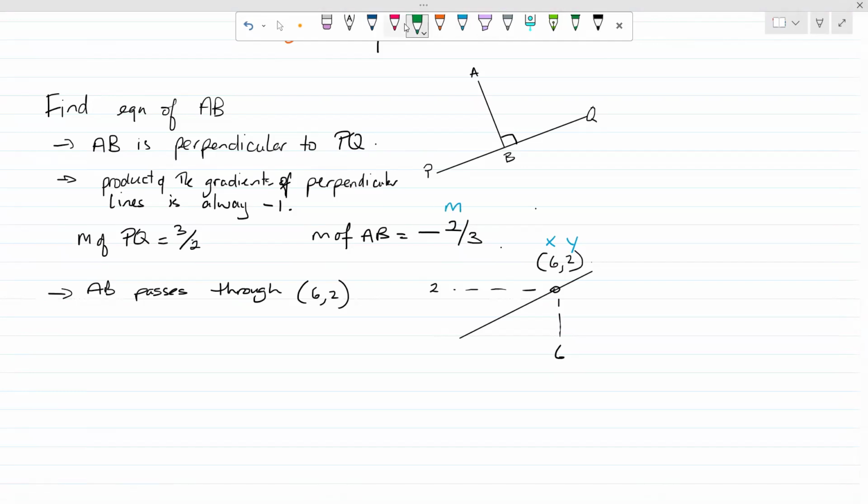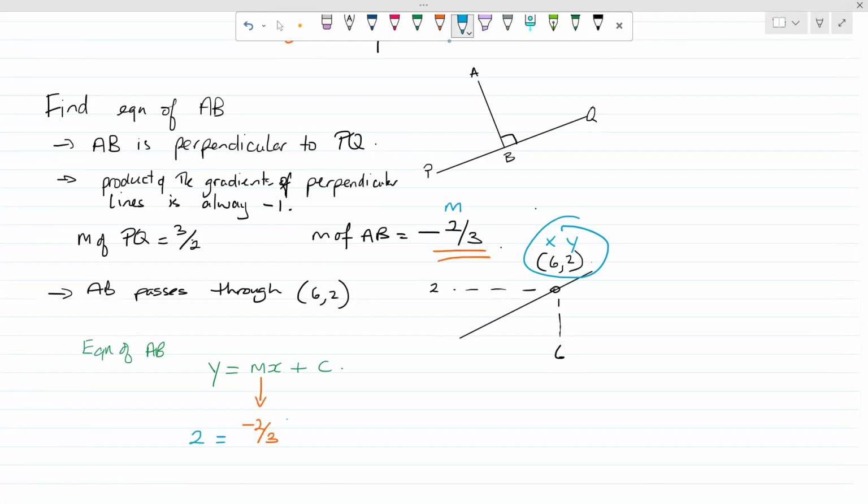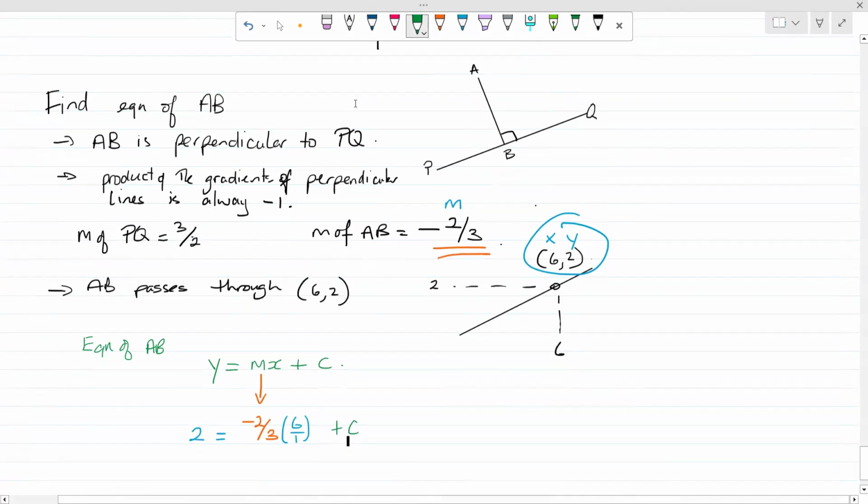I need those pieces of information because if we want the equation of AB, remember the formula is y equal to mx plus c. The m will be this. M is going to be negative 2 over 3. And the x and y will be these values here. So y is going to be 2 and x is going to be 6. I'll put 6 over 1, right? That's our fraction here. And this c is what we're going to work out. We're going to find what c is.